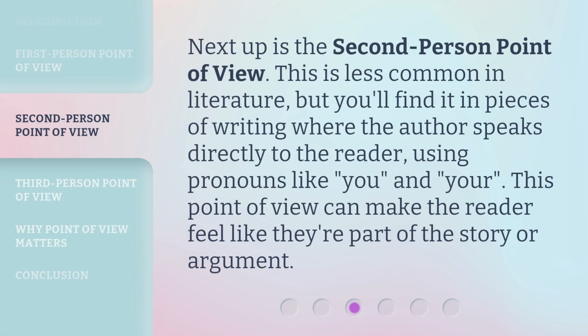Next up is the second-person point of view. This is less common in literature, but you'll find it in pieces of writing where the author speaks directly to the reader, using pronouns like you and your. This point of view can make the reader feel like they're part of the story or argument.